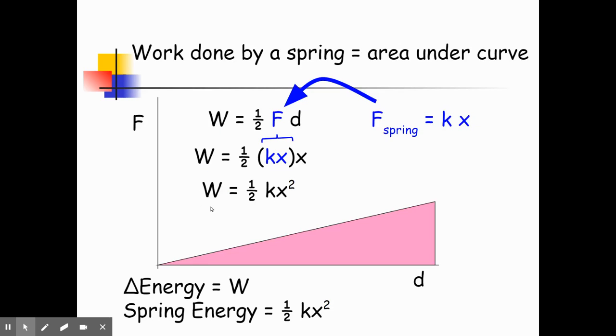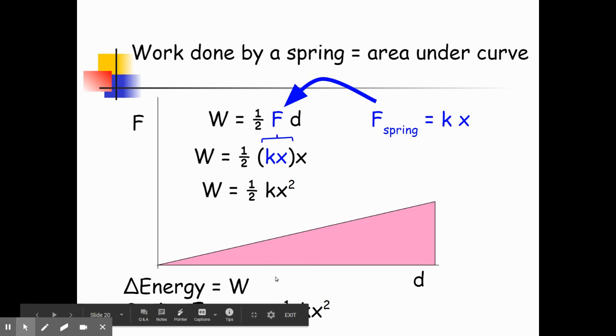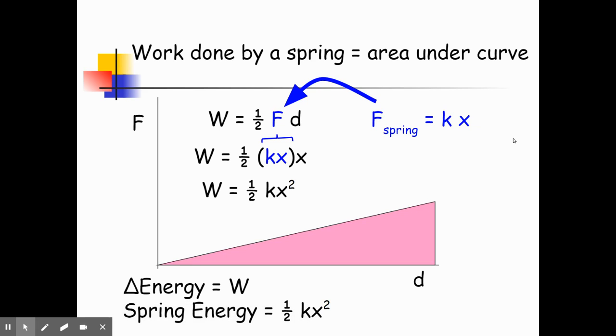This work done when you stretch a spring is going to be equal to my spring potential energy, or the energy stored in a spring. So down here at the bottom, I know that energy is equal to how much work is done. Therefore, the spring energy is going to be 1/2 kx squared. So this is one of the equations that you're going to be using quite a bit in this unit, and you'll either want to make sure it's easily accessible or memorized. It is on your equation sheet.